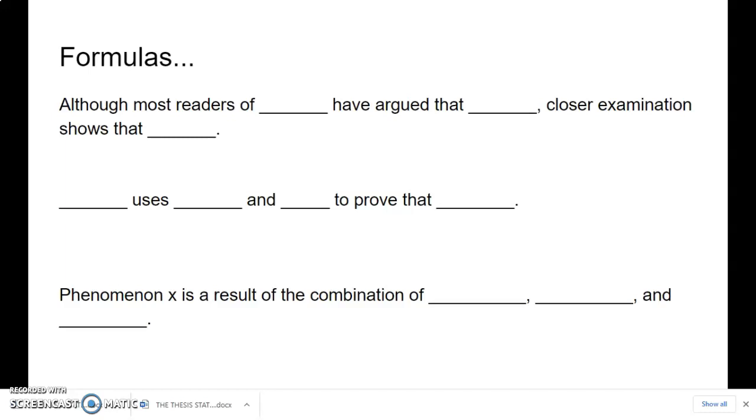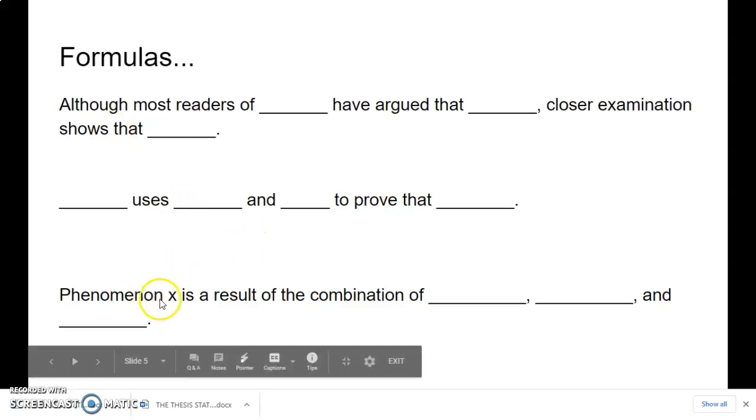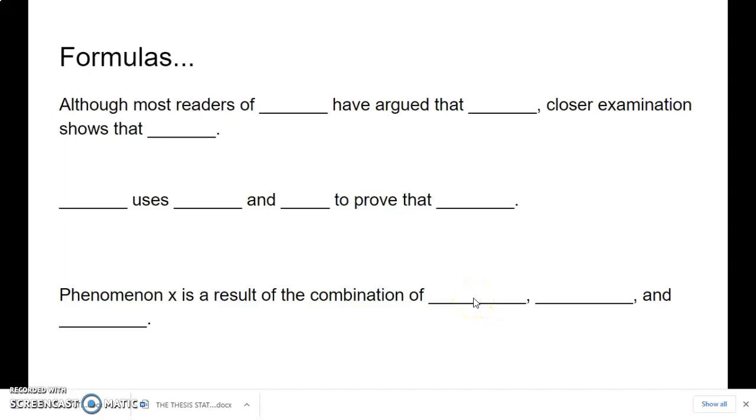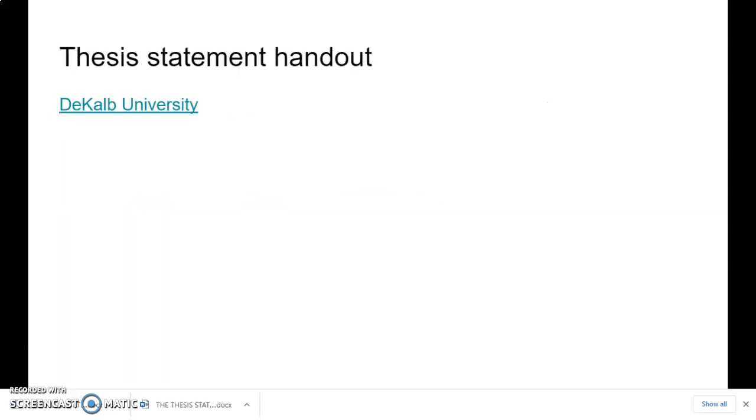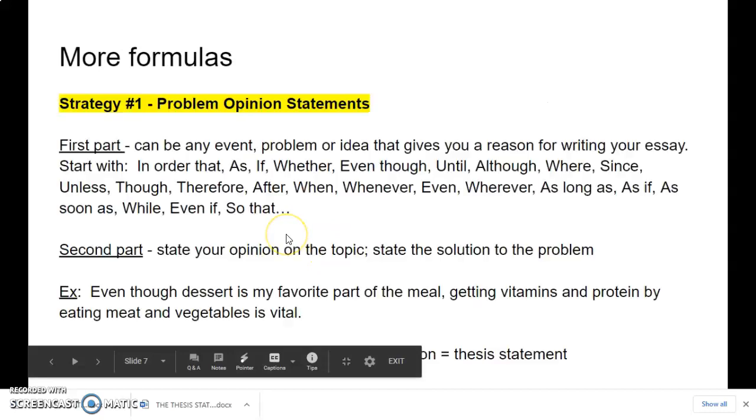So you could get it as complicated as that, or not. So, phenomenon X is a result of the combination of 3 things, and then those 3 things would be the pillar of your paper. These 3 things would be topics. Each of these 3 things might be 1 paragraph, 2 paragraphs, 3 paragraphs, broken down into subtopics. It's up to you. There is a thesis statement handout that I'll show you in just a minute.